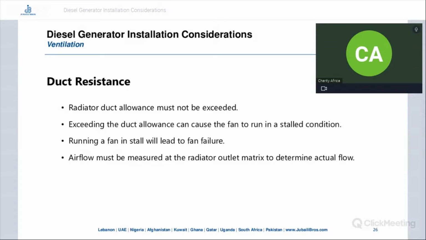One important thing to consider on the ventilation system is the duct resistance. The radiator duct allowance must not be exceeded. Exceeding the duct allowance can cause the fan to run in a stalled condition. Running a fan in stall will lead to fan failure. Airflow must be measured at the radiator outlet matrix to determine the actual flow. Measured flow must be at least the design minimum flow. If minimum design airflow is achieved with minimal margin at core phase, it is unlikely that sufficient airflow will be available once the front attenuation and the louvers are placed.